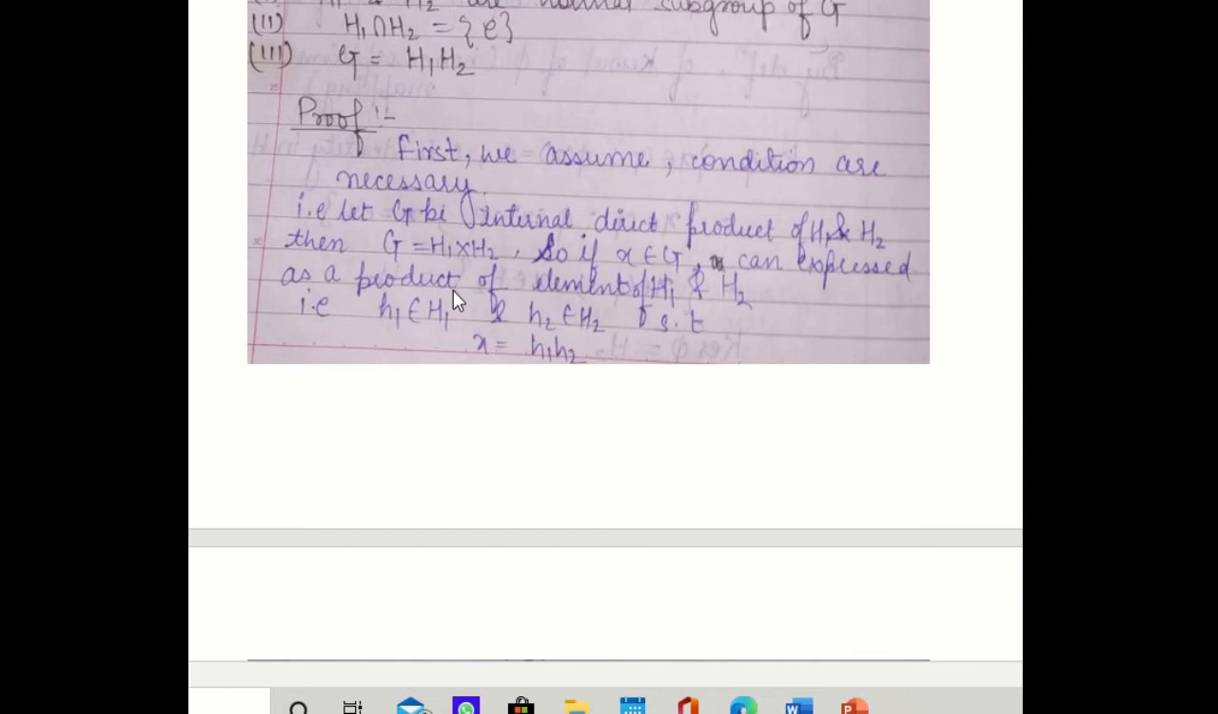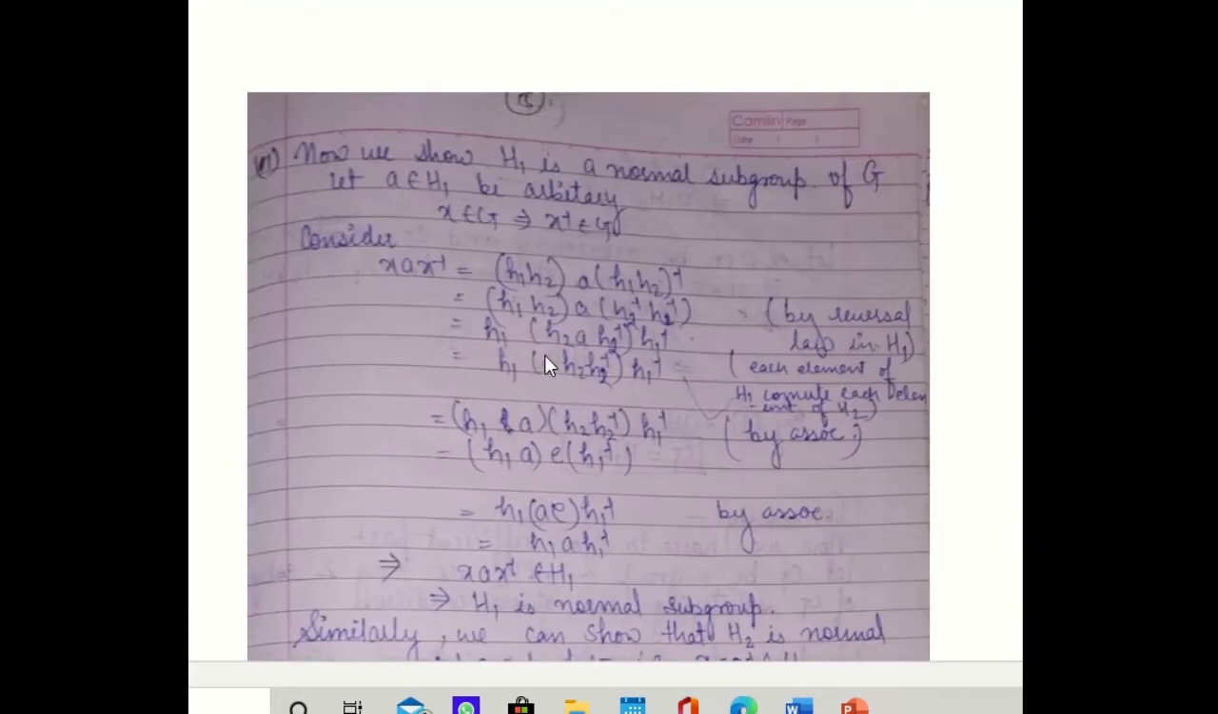Let G be an internal direct product of H1 cross H2. That is, G is equal to H1 cross H2. So, if x belongs to G, it can be expressed as a product of elements of H1 and H2. So let small h1 belong to capital H1 and small h2 belong to capital H2. So x equals h1 into h2.